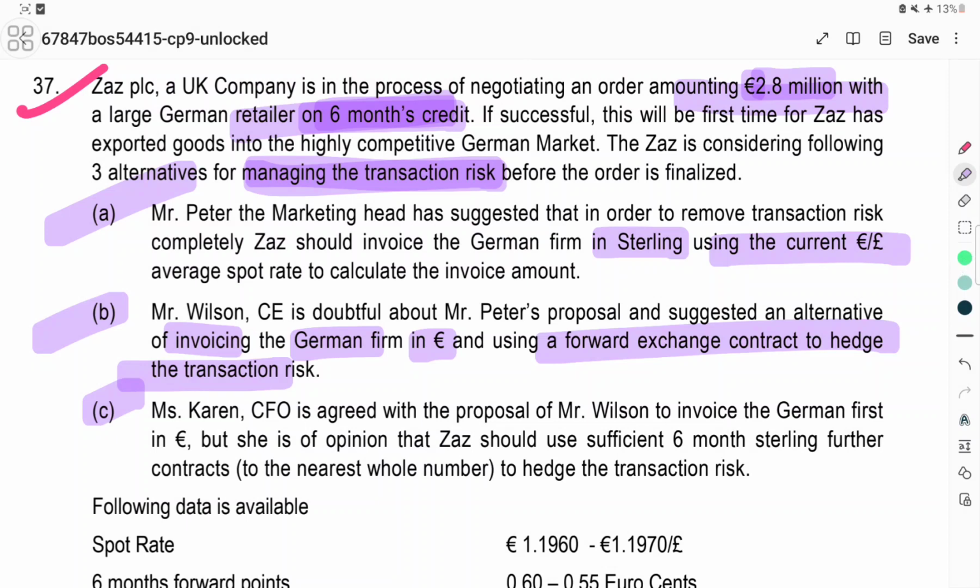The third person who comes into the picture is Miss Karen. She's a woman, a CFO. She's agreeing with the proposal of Mr. Wilson to invoice the German firm first in euro, but she's also of the opinion that the UK company should use a sufficient number of 6 months sterling futures contracts to hedge the transaction risk. What is further contracts? Further is nothing but futures. She's saying instead of forward hedging, we do the futures hedging.